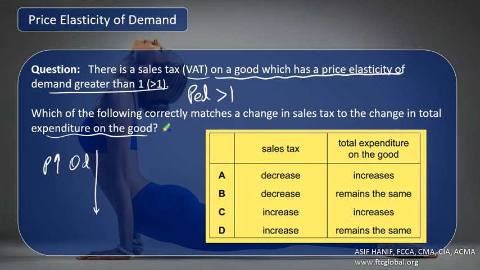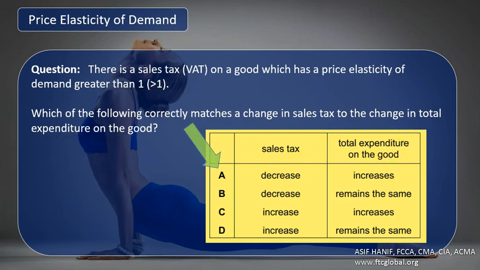Let us see each option one by one. If sales tax decreases, and sales tax is a part of the price, the price goes down. If the price goes down, the quantity demanded goes up. Because PED is greater than 1, the quantity demanded will go up disproportionately higher. So the total expenditure on the product will go up. The customer will spend more, so that will make A the correct option. All these things are in coherence, so that makes A the correct option.